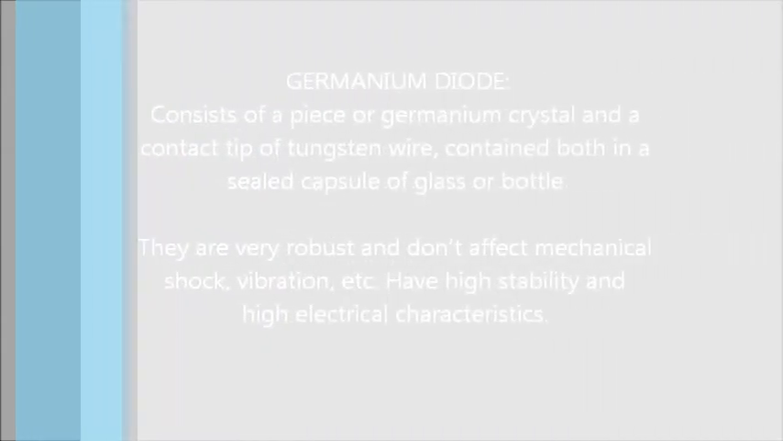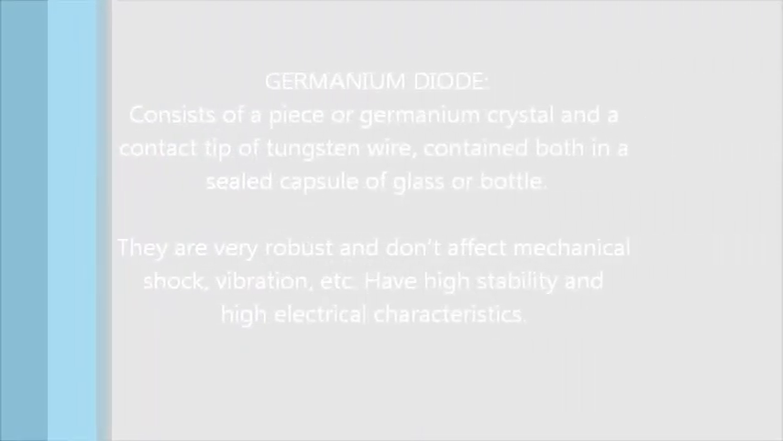Germanium diode consists of a piece of germanium crystal and a contact type tip of tungsten wire, contained both in a sealed capsule of glass or bottle. They are very robust and are not affected by mechanical shock, vibration, etc. They have high stability and high electrical characteristics.